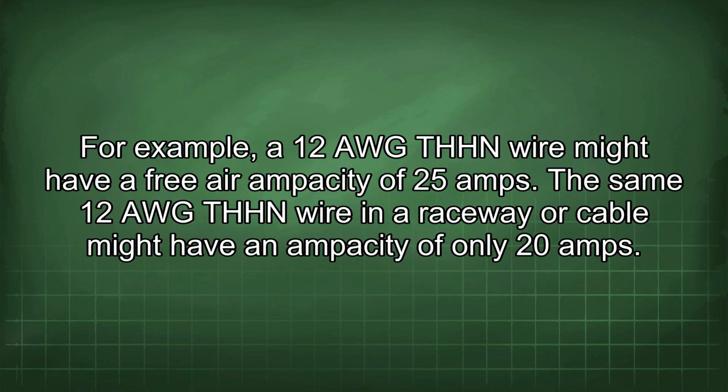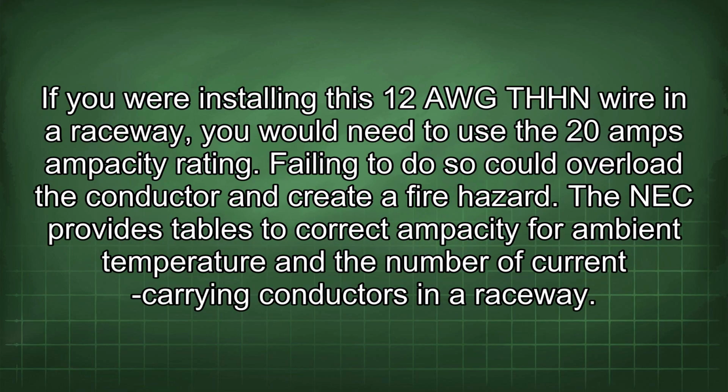For example, a 12 AWG THHN wire might have a free air ampacity of 25 amps. The same 12 AWG THHN wire in a raceway or cable might have an ampacity of only 20 amps. If you were installing this 12 AWG THHN wire in a raceway, you would need to use the 20 amps ampacity rating. Failing to do so could overload the conductor and create a fire hazard.